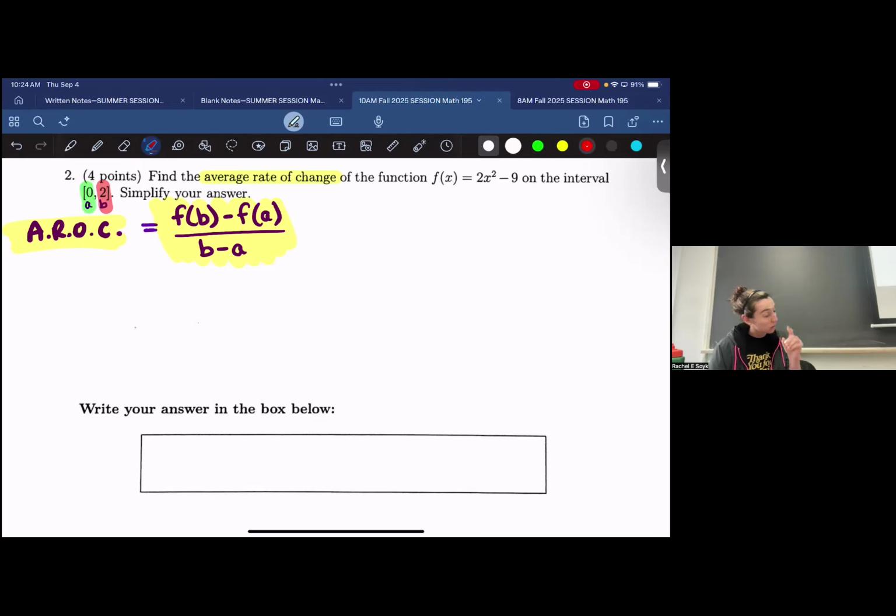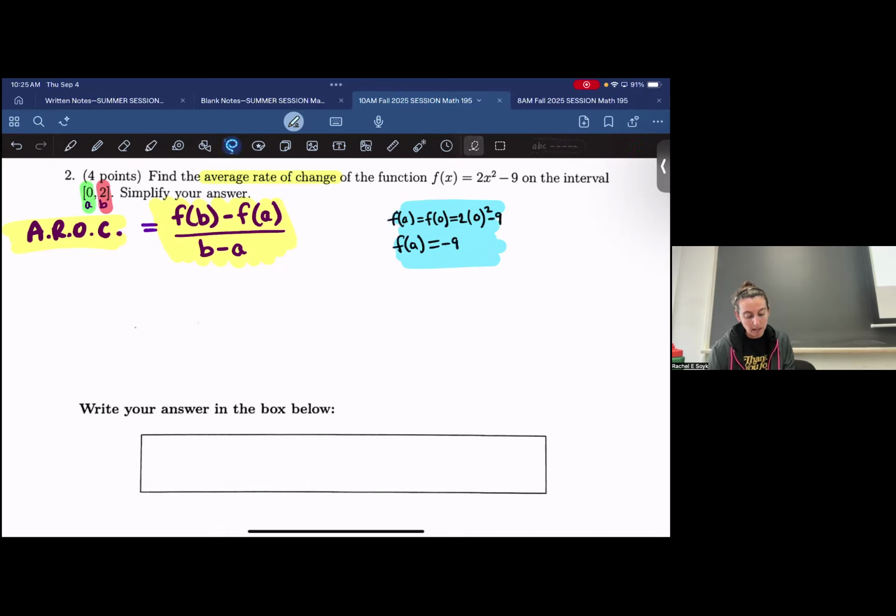And then our f of a, how do we find that? We just have to plug in 0 wherever we see an x. So first, create your parentheses wherever you see your x, and then replace it with 0. So you get your f of a to just be equal to -9.